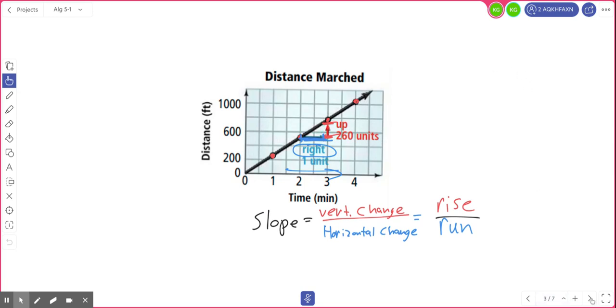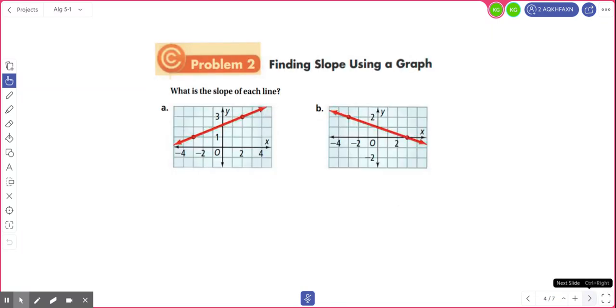Let's look at an example of how to do that. So here we have two lines. Let's find the slope. So over the first one, we're going to look at the run, and you can see they've given us 2 points on this line. So we're going to look at the run and the rise.